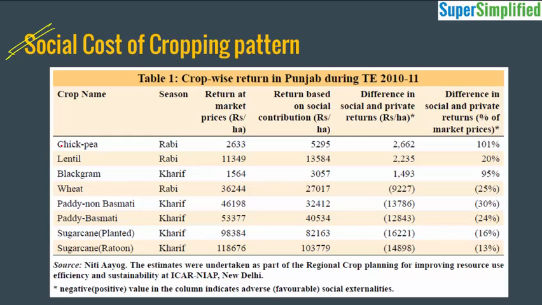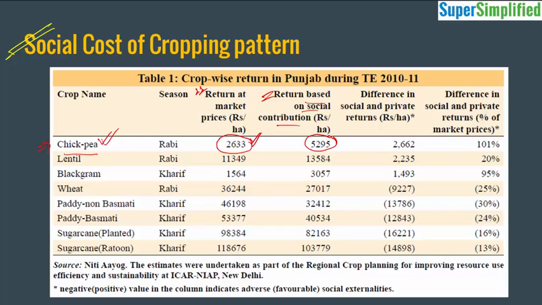Now if you see this table, you have crops listed here. If you talk about chickpea, that is chana, then you have the return at market price. So this is a private return. 2633 rupees per hectare is the return you are getting if you grow chickpea, right? But the return based on the social contribution is 5295, because chickpea is a leguminous crop, so it will be contributing to the soil, it will be using less water and fertilizer, right?